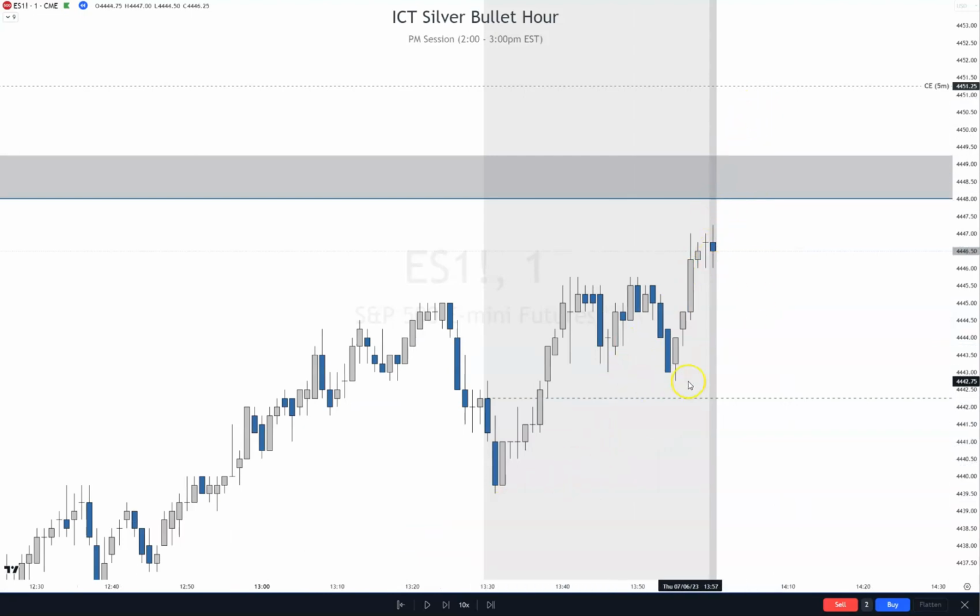Obviously you have lows down here, relatively equal lows. You have a swing low down here, so sell side liquidity is down here. So that's kind of where we're at on the chart. I do see a fair value gap right in here, so let's mark that on the chart as well. And let's see what happens here.